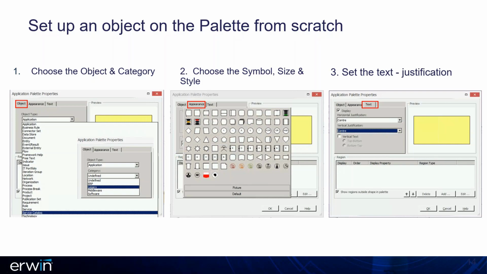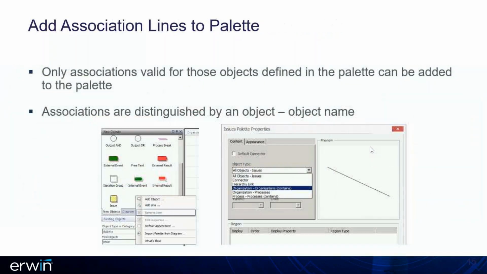And lastly, you would choose the text. And the text for an object can be centered. It can be aligned vertically, and you can also left align. You don't have to center the text. It's up to you, and that's why the option is there.